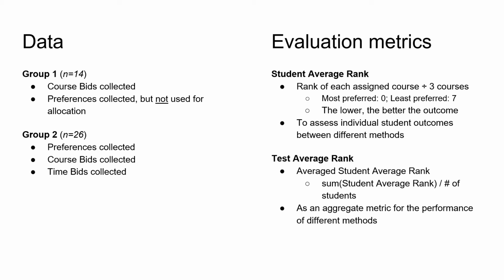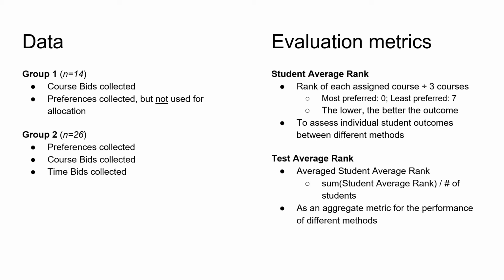For Group 1, we asked participants to bid on the 8 different courses, keeping in mind that a higher bid gives them a better chance of success. We also asked for their course preferences, but explicitly informed them that we will not consider their preferences during allocation. For Group 2, we asked participants to rank the 8 different courses and bid for the courses and time slots. Participants were informed that course bids and time bids were 2 different methods of allocation, and their preferences will be taken into account.